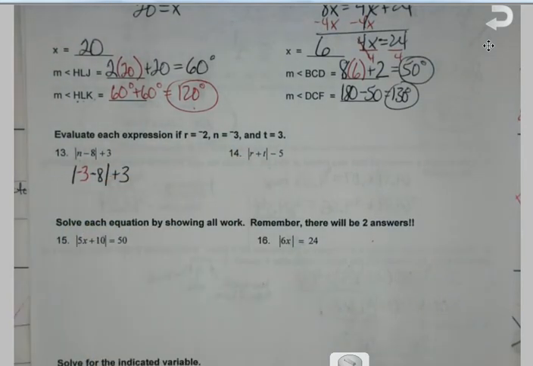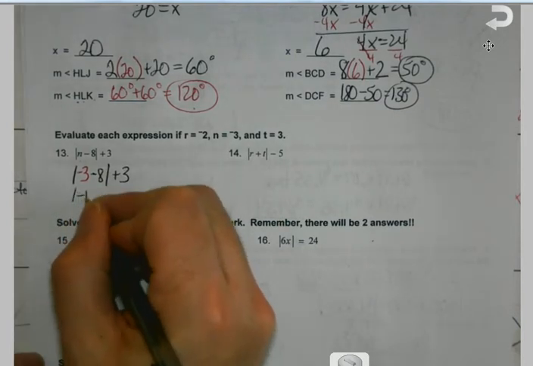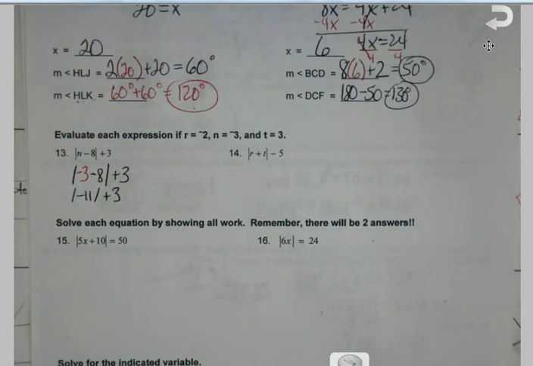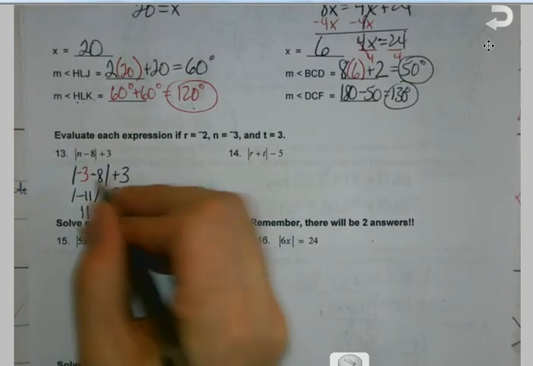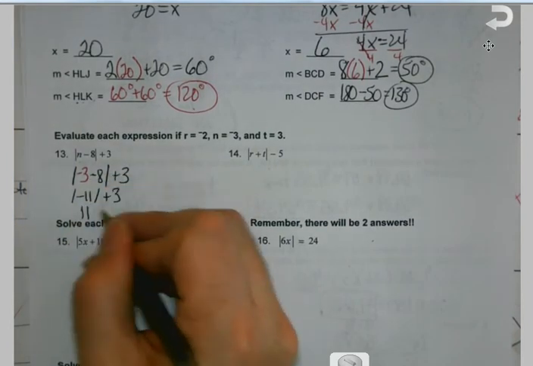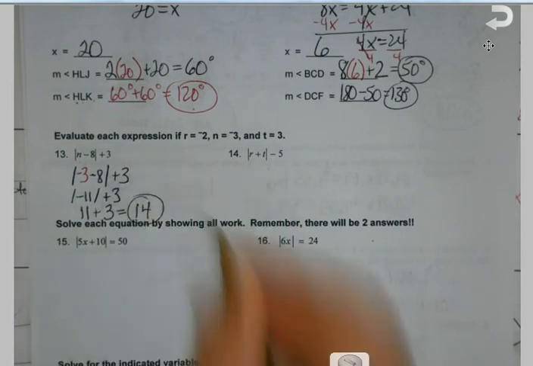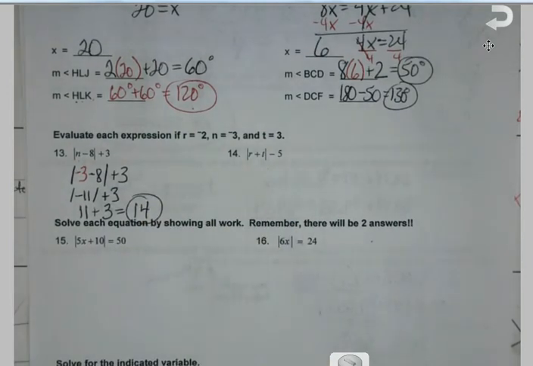Now here's where I got to be careful. I need to know what -3 minus 8 is, and I figure out that's -11. But what do those absolute value bars do to negative answers? Takes them off and makes them positive. That's right. So once I do the work inside, not until then, it becomes positive and I can get my answer out.